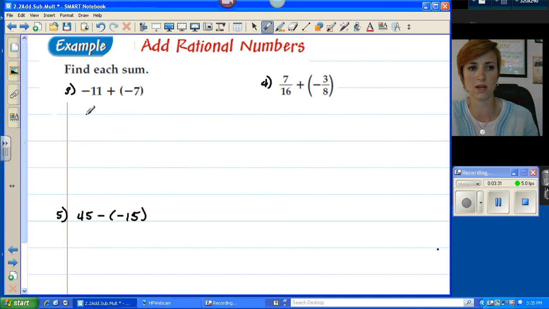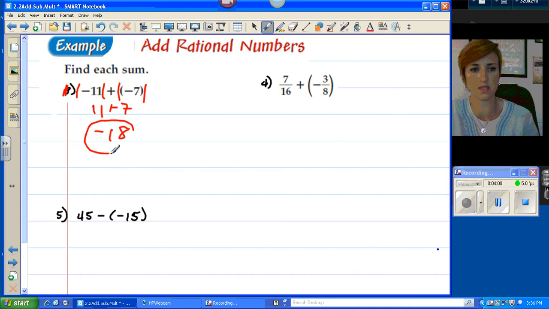So now let's move on to our examples. So example 1, we're given -11 plus -7. So same signs, they're both negative, so I know our answer is going to be negative. Then we take the absolute value of both of these. The absolute value of -11 is 11. The absolute value of -7 is 7. So 11 plus 7 is 18. And because they were both originally negative, my answer is negative.